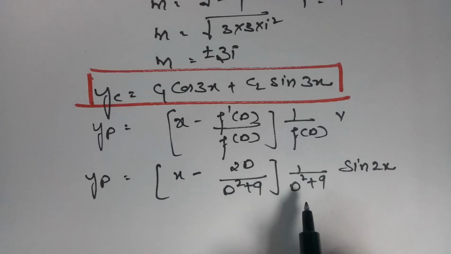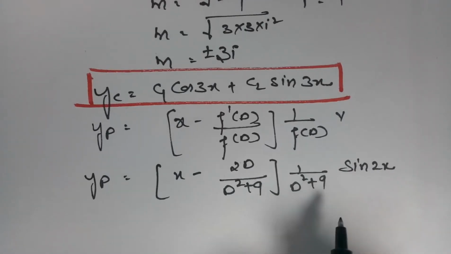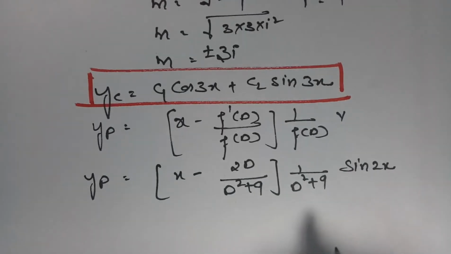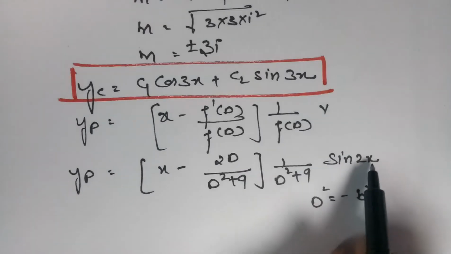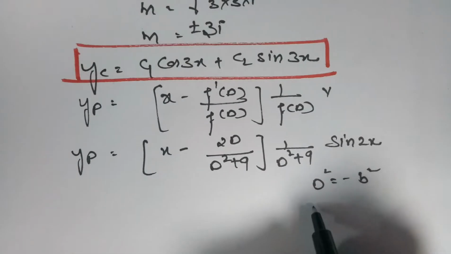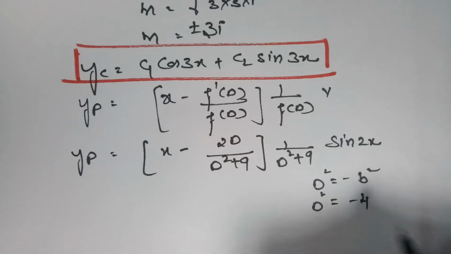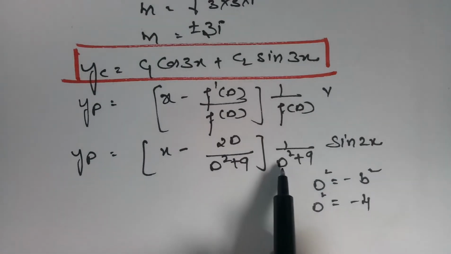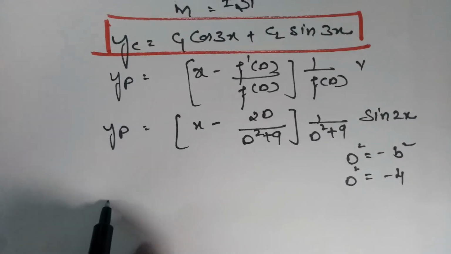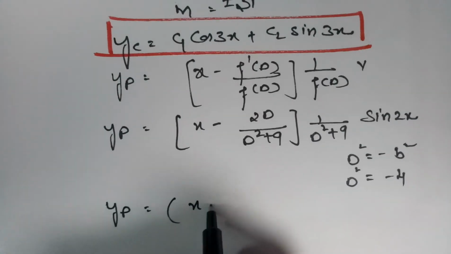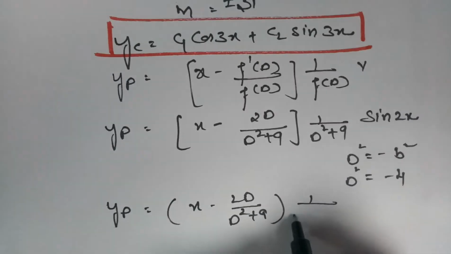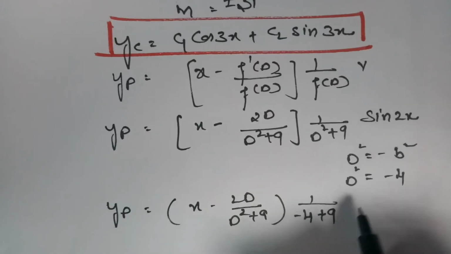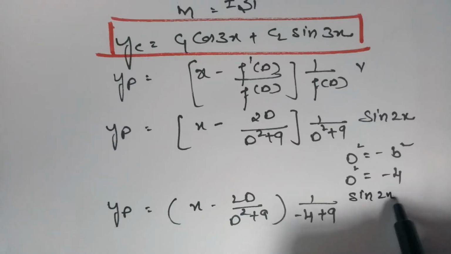So again I have d square. So what do I have to substitute? In place of d square, I have to write minus b square. So what is b? The coefficient of x is b. Therefore, d square is equal to minus 4. In place of d square, I will substitute minus 4. Therefore, yp is equal to x minus 2d by d square plus 9, here minus 4 plus 9, into sine 2x.